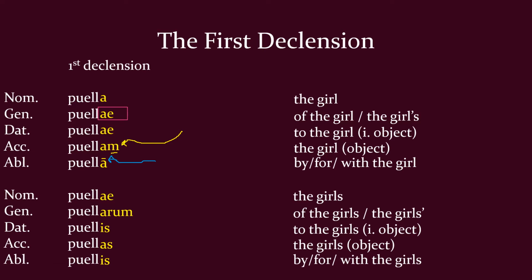Then we go down to the bottom. Puellae is the girls or girls. Puellarum is of the girls. Puellis is to the girls. Puellas, the girls, and puellis again could be by, for, or with the girls, depending on how they're being used in the sentences. And as I've mentioned in class, we're not really concerned right now with the macrons. Certainly when we do our homework, we should write them. But for the ablative singular in the first declension, we have to have it. So those yellow endings, those are the first declension endings.